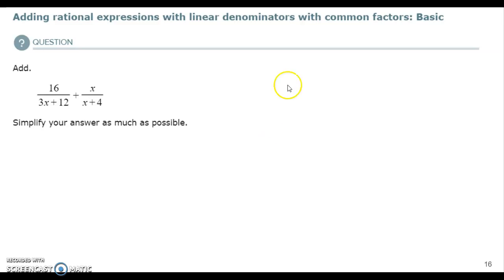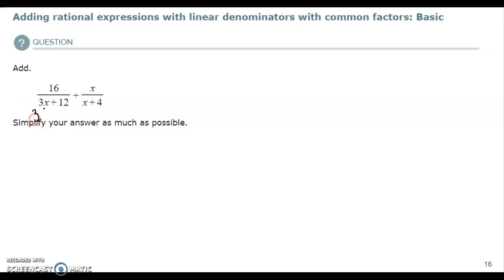Okay, this one's asking us to simplify. We do, so that means we actually need to add. We need to get common denominators and then add them. We do not have common denominators yet, though. So we need to factor each of these and then figure out what our least common denominator is. So I want you guys to try to factor each of these as much as you can and figure out what our least common denominator is. So go ahead and pause your screen and do that.